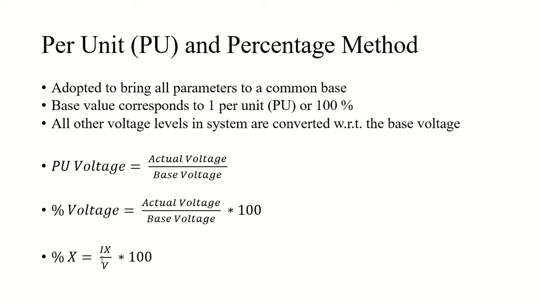In the same way we can find the per unit current, which will be actual current divided by base current. You can find similarly per unit kVA, per unit reactance, which we just found, per unit impedance, per unit resistance. You can find all of them. And after finding their per unit values, we can also convert them into percentage by simply multiplying the per unit value by 100. So we can find the percentage of all these quantities as well.